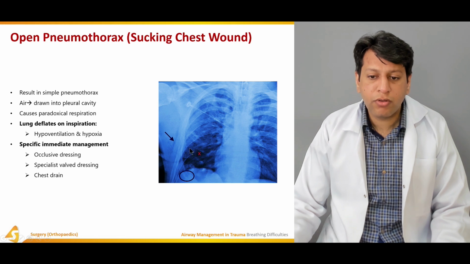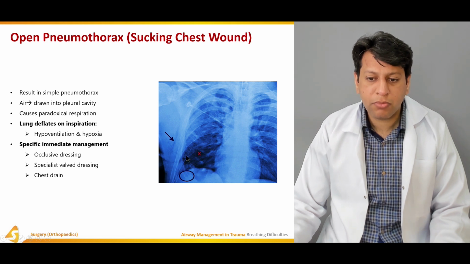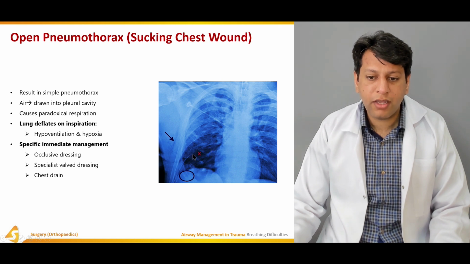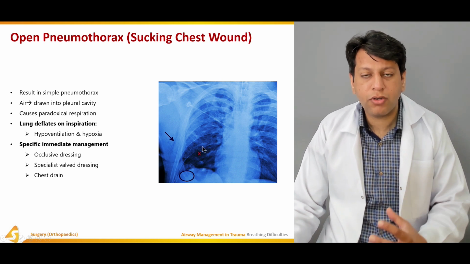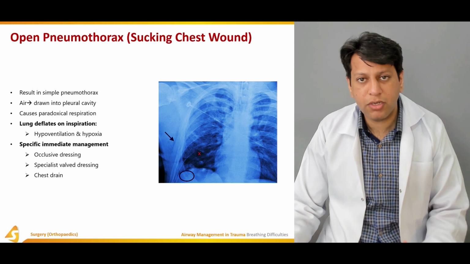If this is the area, you simply put gauze pieces in and block it from three sides, so that air can only enter through this. So what happens is this actually converts an open chest wound, an open pneumothorax, into a simple pneumothorax.